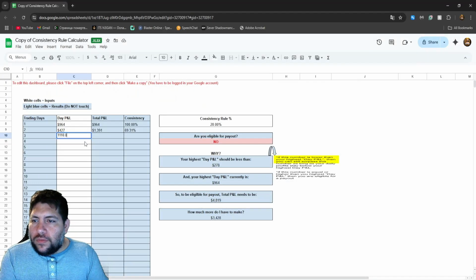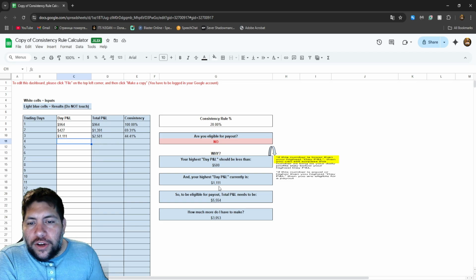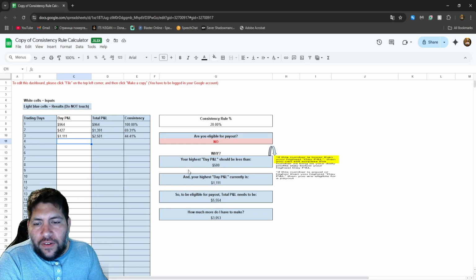1,110.80 as well. So now that I've made more money, here you can see the different numbers itself and how it increases. This shows my highest P&L be less than 500, and your highest day P&L currently is 1,100. So to be eligible for a payout, I need to total a P&L of 5,554, and how much more do I need to make is 3,054.